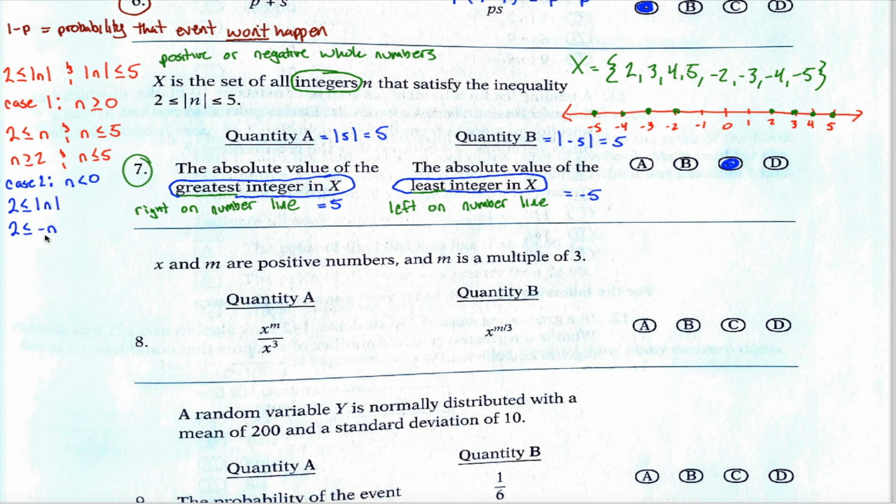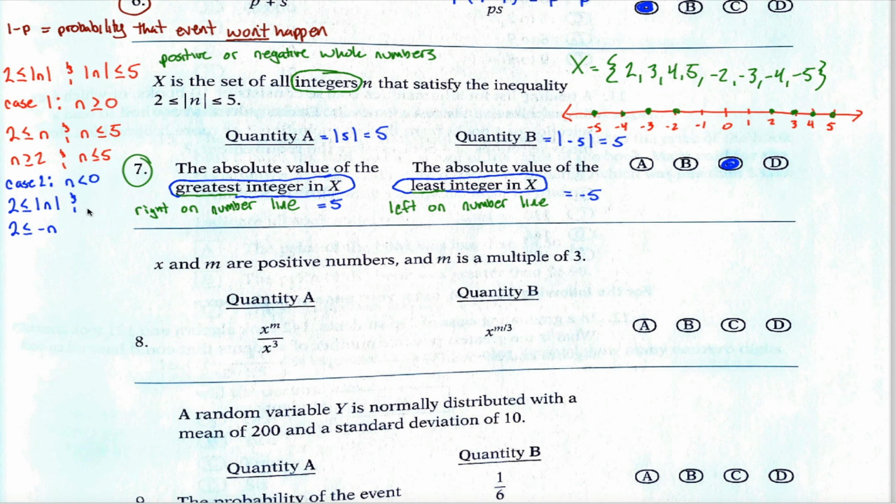Right, this is a positive number, right? N itself is less than 0. So n is a negative number. So I'm taking the negative of a negative number, which turns this thing positive. I know this doesn't look like a positive number, but this is a positive number right here. -n represents a positive number.